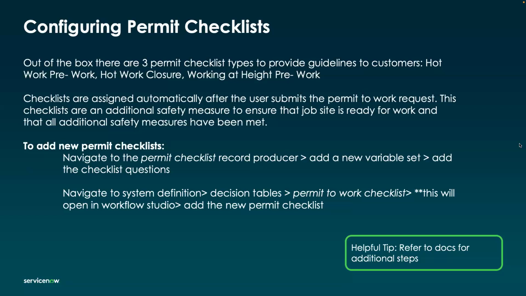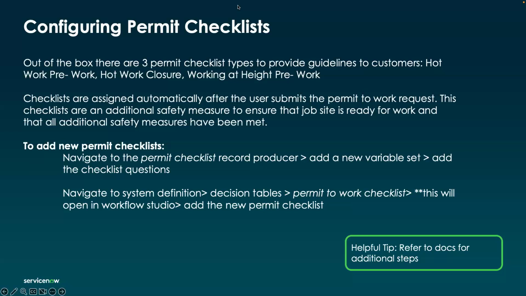And we provide 3 checklist types out of the box. And they're really meant to just be guidelines to customers. We understand that every customer is going to have their own unique requirements with these checklists. But as you're starting, it helps to see an example of one. So that's the 3 that we have there. They're going to be automatically assigned after that user submits the permit to work request. So they will appear within Employee Center.